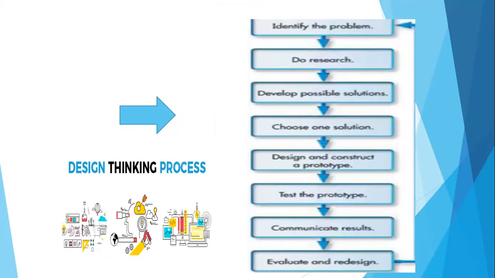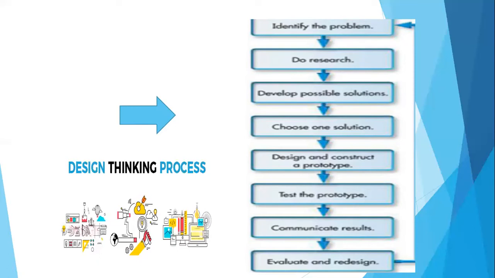Now here we have the design process. Design process, what is it? Who can remind me? The first step, identify the problem. Do research. Develop possible solutions. Choose one solution. Design and construct a prototype. Test the prototype. Communicate results. Evaluate and redesign. Redesign again.